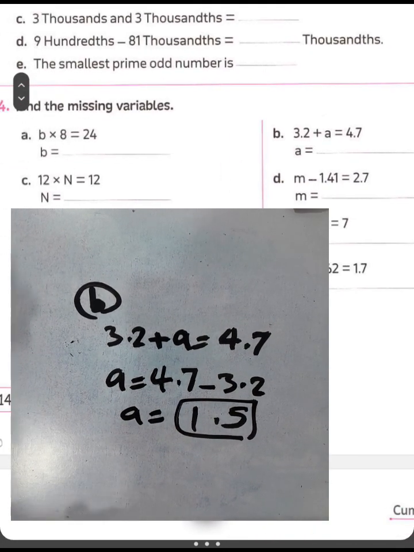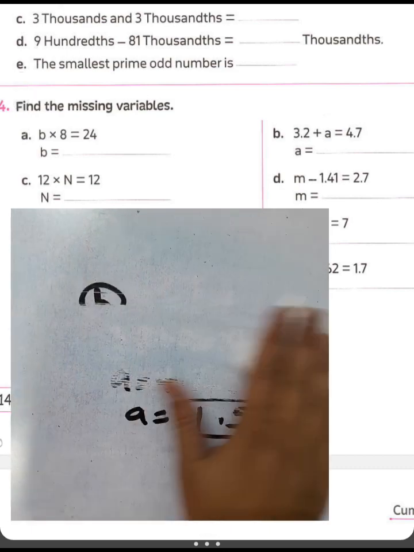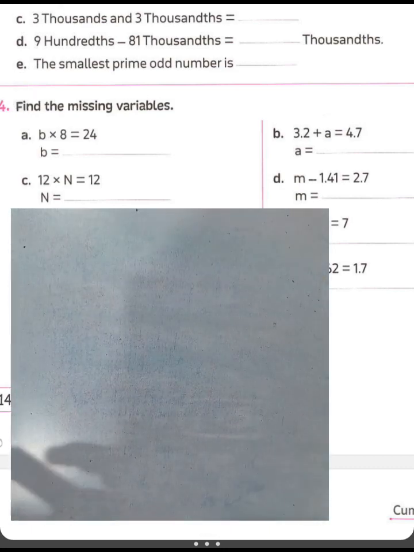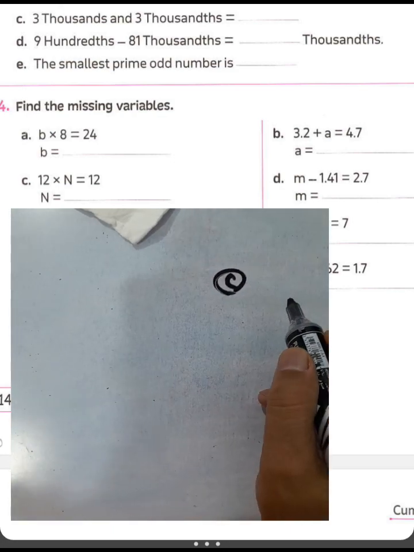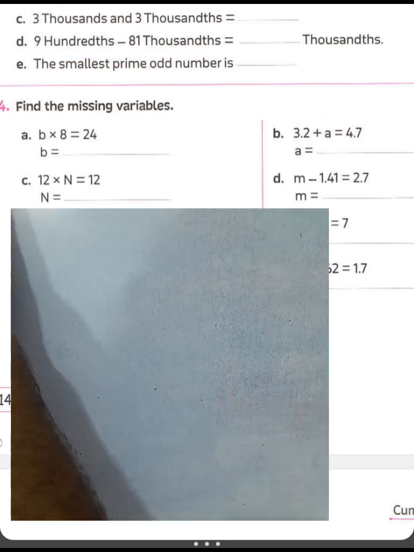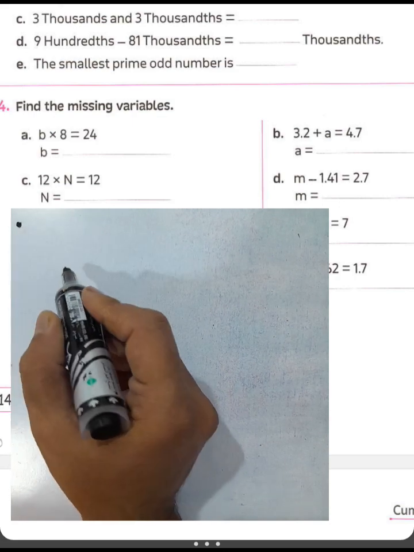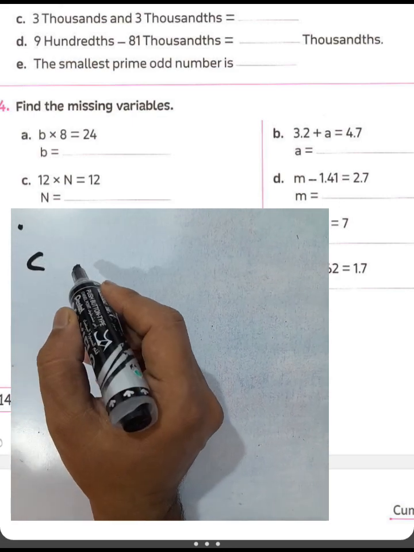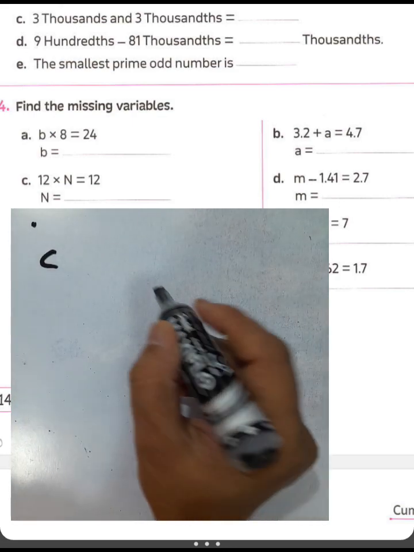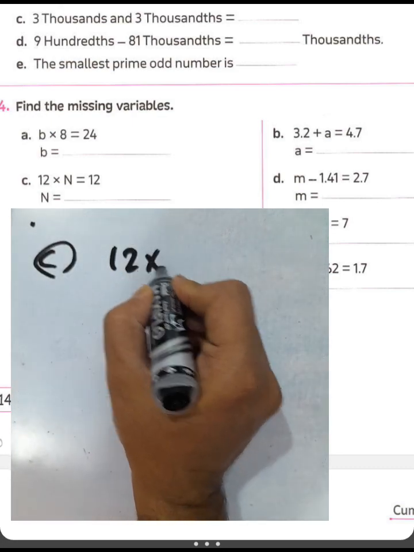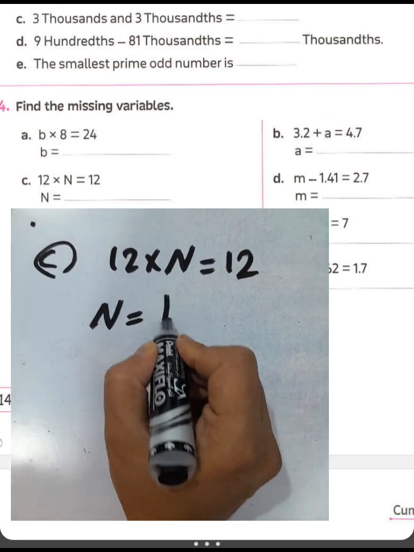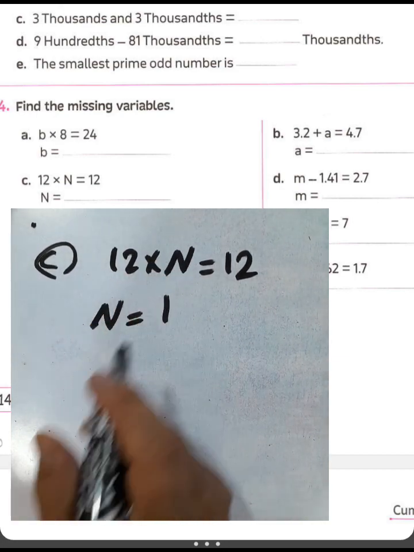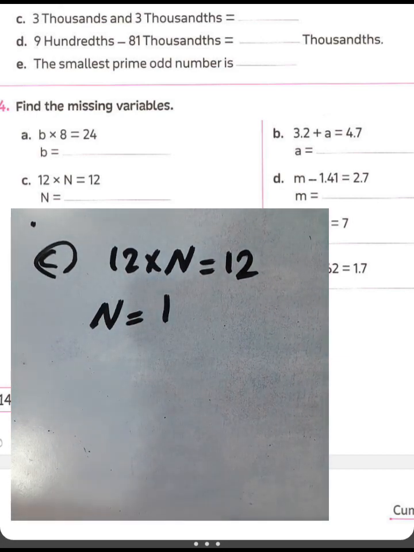Question letter C. Look at the question letter C, my students. Okay, question letter C. Look at the question with me here. 12 multiplied by n equals 12, then n will be equal to 1, because 12 times 1 equals 12. Letter D.